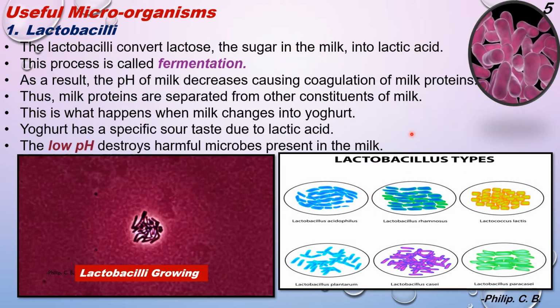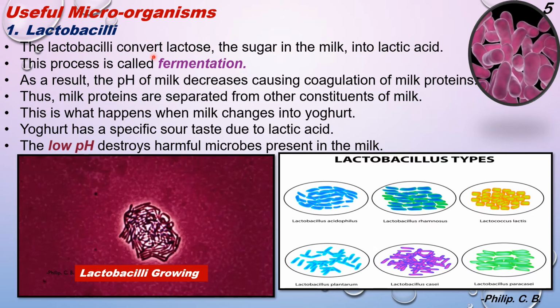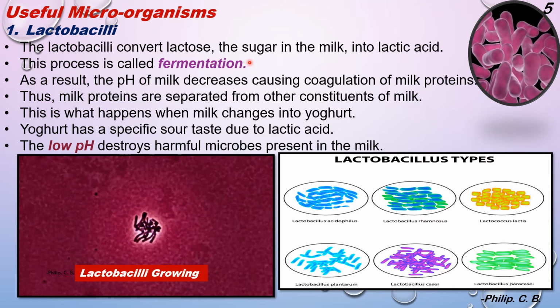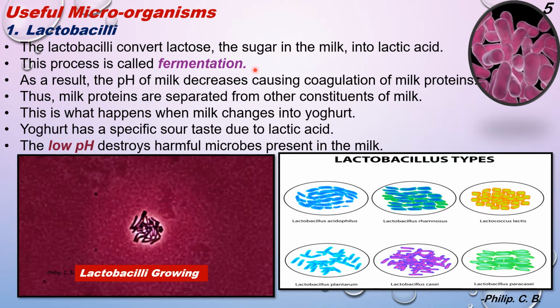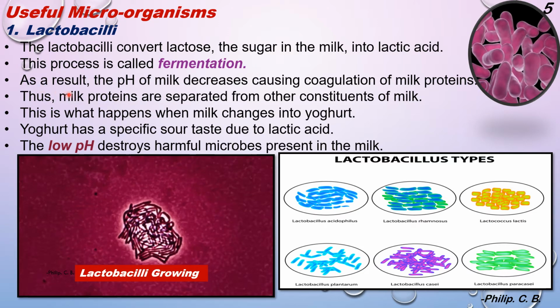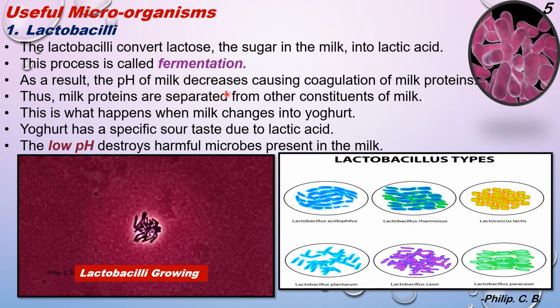Now going to the detailed part of the chapter, starting with the useful microorganism, that is Lactobacilli. The Lactobacilli convert lactose, the sugar in the milk, into lactic acid. Now this process of conversion is called what? Fermentation. If I give a simple example, even at home we use the fermentation process in the making of idlis and dosas, doklas, etc. Right?